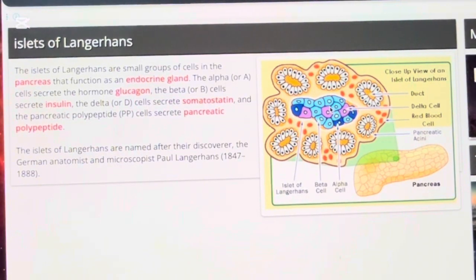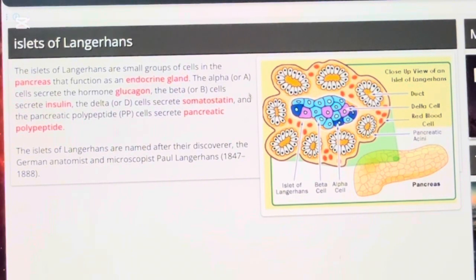Whatever they secrete is poured directly into the blood, which means the hormones produced by these cells go directly into the blood, no duct. The alpha cell, represented by this dark blue, secretes a hormone called glucagon. And you know that glucagon will increase the sugar level in the blood, isn't it?